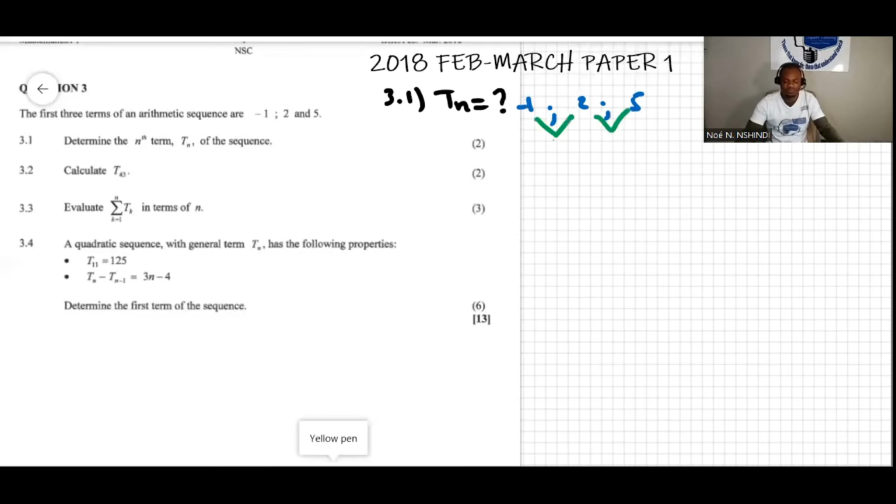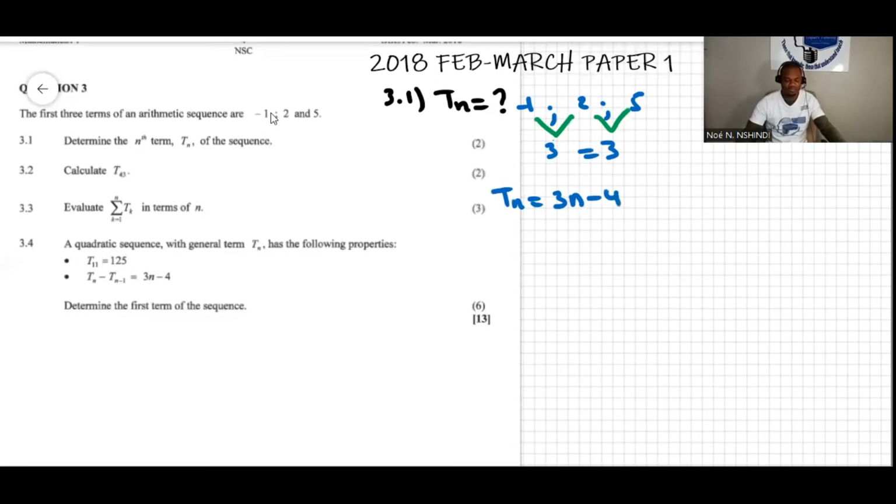We can notice we do 2 minus -1, and that's equal to 3. And then 5 minus 2 is also 3. So there's a constant difference of 3. Now we can say, okay, Tn will be equal to 3n, and then we say to ourselves, if we have 3, how can we get -1? We can only get -1 if we minus 4. So if we minus 4, that's Tn.